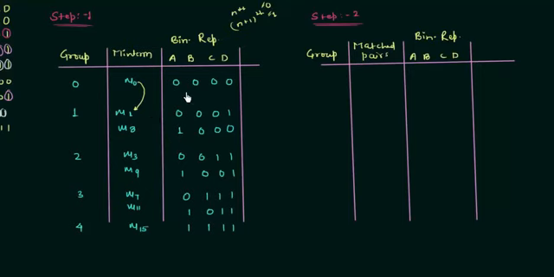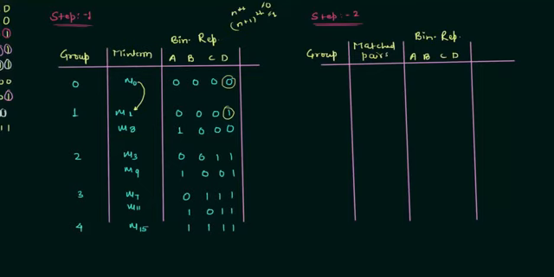So let's see, A, B, C are 0 in case of M0, and also they are 0 in case of M1, but D is 0 for M0 and it is 1 for M1. So we can say only one variable is changing. Hence M0 M1 is a matched pair, and we have to identify the matched pairs from this table, and we have to fill the matched pairs in step number 2. So this is what we have to do in step number 2 in this table number 2.